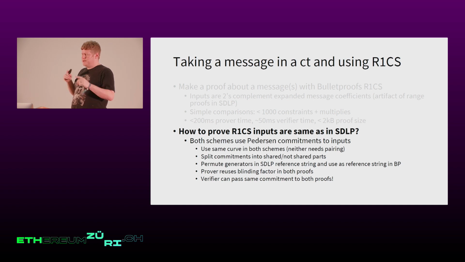So because you're sharing the same commitment, the verifier knows that these are the same inputs. And so using a number of other tricks, like using the same curve, permuting some generators, and reusing the blinding factor, the verifier can be convinced that the inputs going into both proofs are the same.